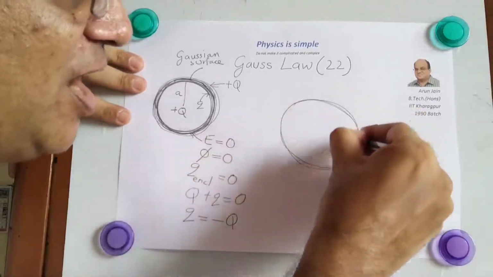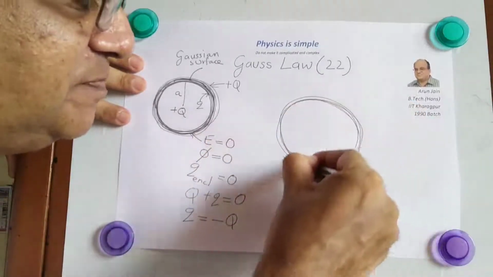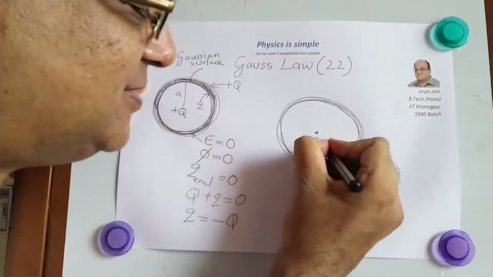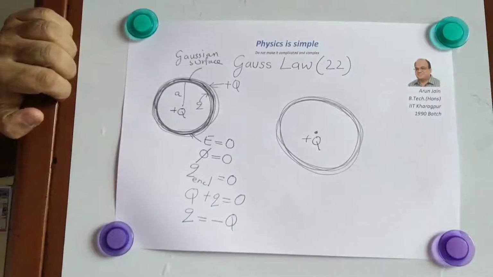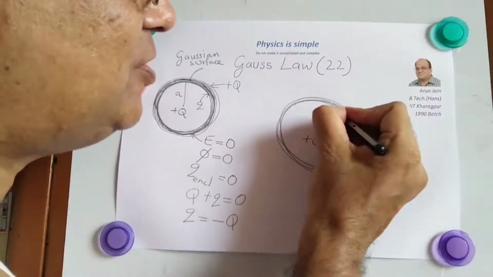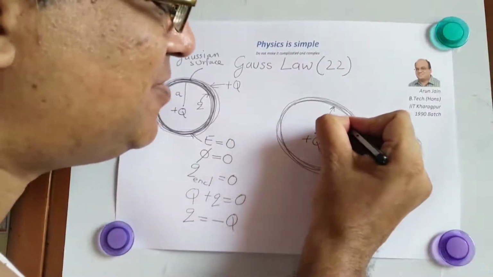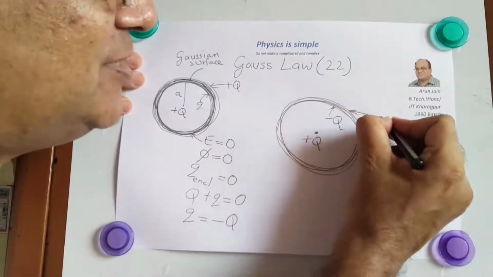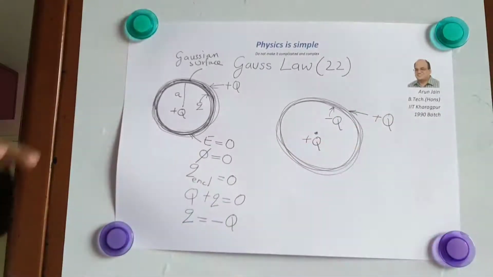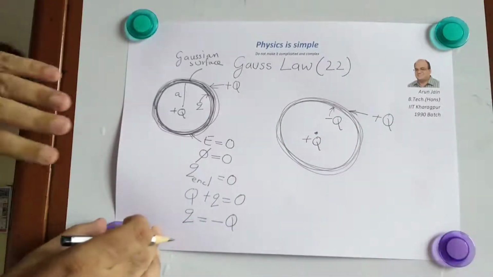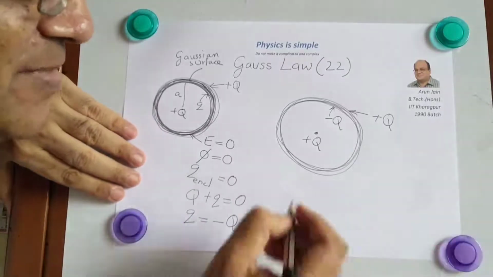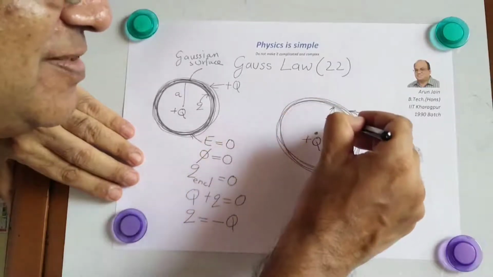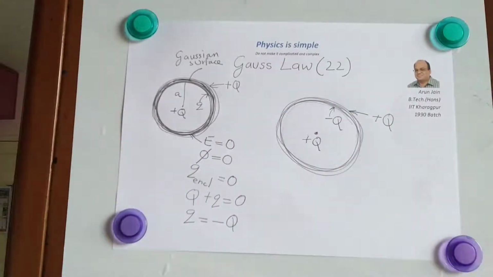If a hollow metallic sphere is there and we keep a charge plus Q at the center, in fact we can keep it anywhere inside, then minus Q charge comes on the inner surface and plus Q charge comes on the outer surface. All excess charge goes to the outer surface. We can think of it this way: this plus Q pulls minus Q on the inner surface and the remaining charge goes to the outer surface.